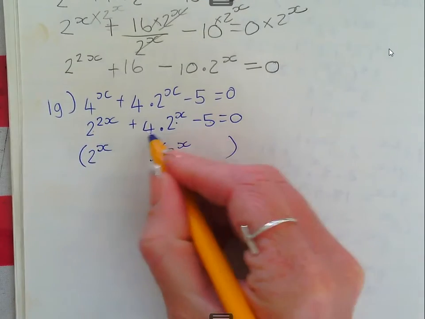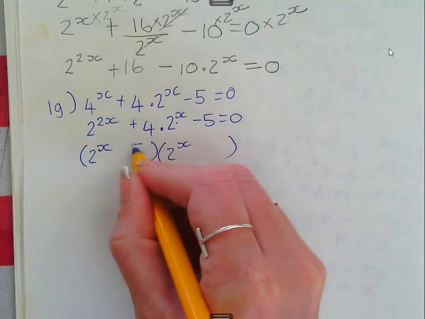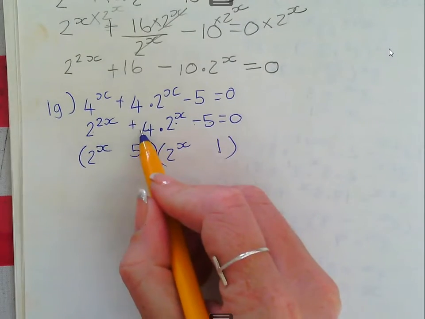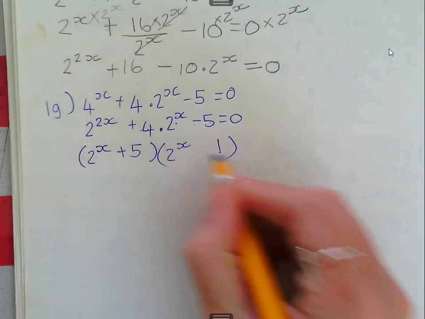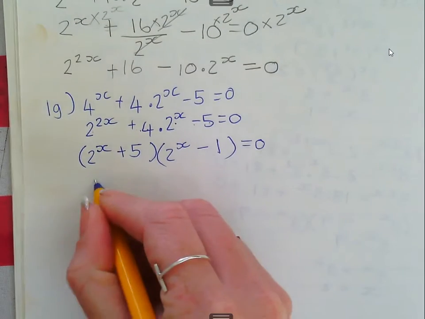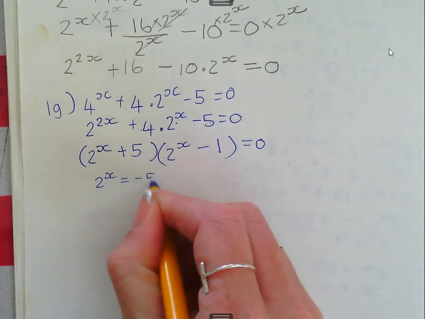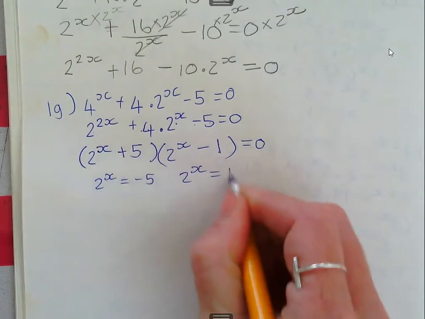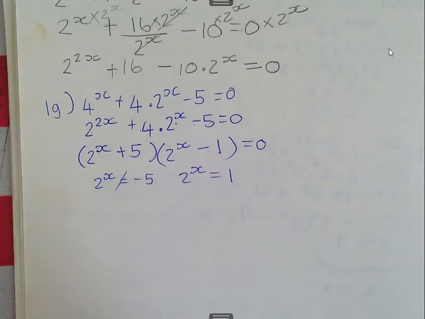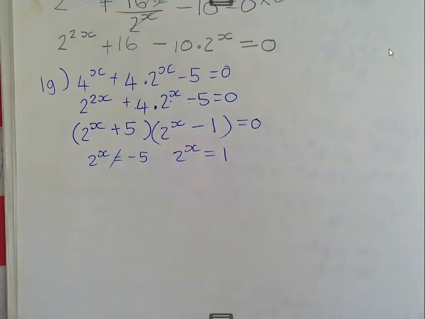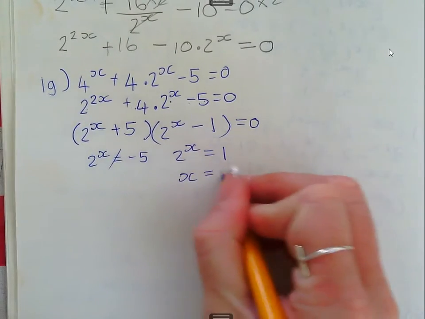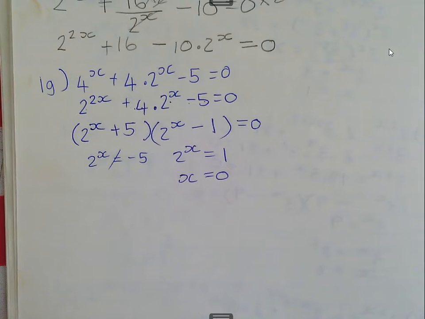And then factors of 5 that will give me 4 when I subtract them is going to be 5 and 1. I want to get to positive 4. No. So it has to be plus 5 minus 1. Then I've got 2 to the power of x equal to negative 5 and 2 to the power of x equal to 1. 2 to the power of x equal to negative 5 is not possible. So I leave that one out, and in this case x will be equal to 0. Did you get it? Do you all understand it? Okay.